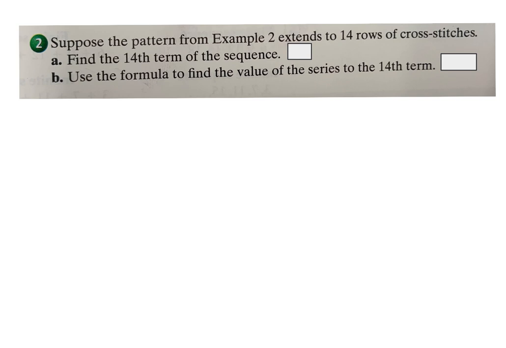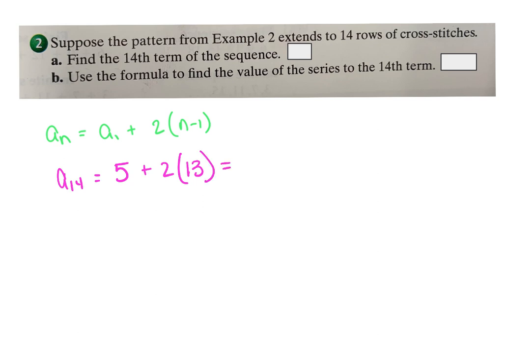Okay, so here. So I'm going to say, well, here's my explicit formula. I want the 14th term. My first term was what? What was my first term? 5. 2 times what? 14 minus 1, which is 13. All right. So if I wanted my 14th term, what's it going to be? It's going to be 31. So my 14th term is 31.